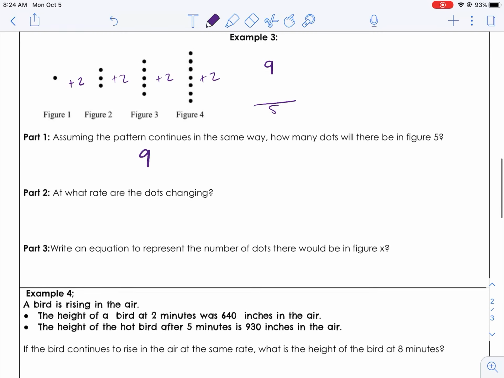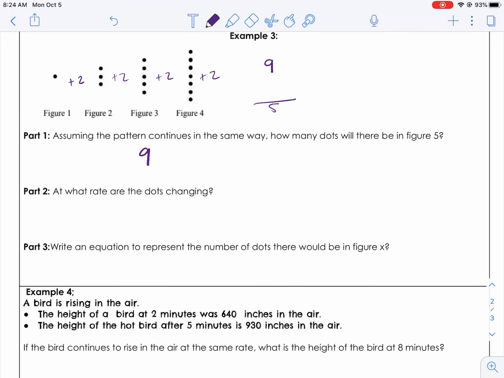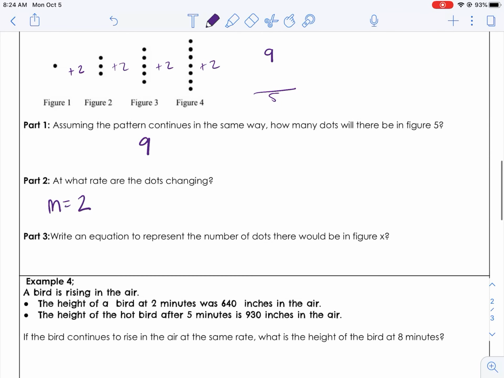What is the rate at which the dots are changing? So we know that that rate of change, or that slope, is 2, because we're increasing by 2 every time. But if we weren't sure, we could make a table. So we could say that in figure 1, we have 1 dot. In figure 2, we have 3 dots. In figure 3, we have 5 dots. And then we could see very easily that that's a slope of 2 over 1.